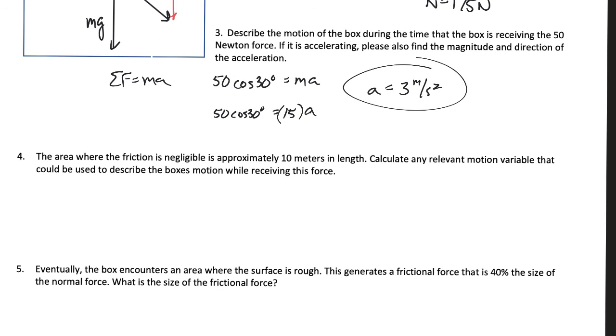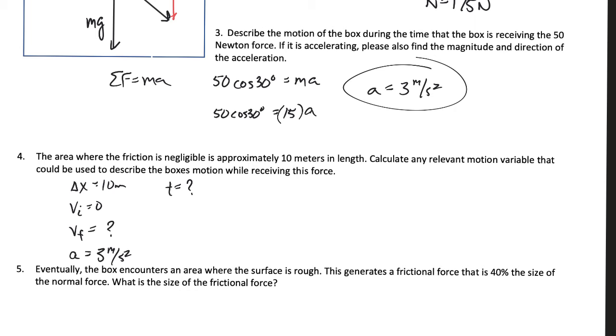The area where friction is negligible is approximately 10 meters in length. Calculate any relevant motion variable that could be used to describe the box's motion while receiving this force. That's delta x 10 meters, v initial 0, v final unknown, acceleration known, and time. You have a motion problem now. Kinematics, know your motion equations. Figure those out. Tomorrow you get the equation sheet that goes with the exam. It has several motion equations on it.